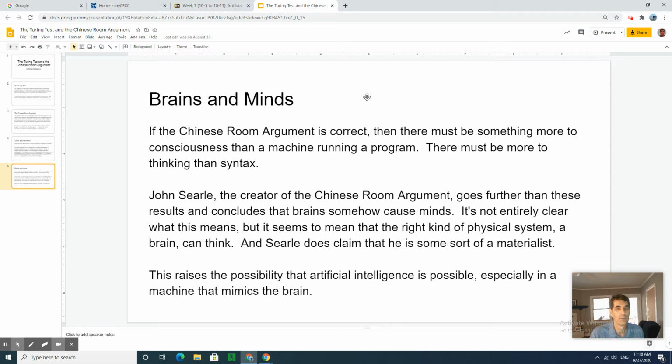So even though the Chinese room argument might rule out a certain kind of artificial intelligence, an artificial intelligence just based on a program, right, just running a program on a machine, that might not be enough. But if you can make a machine that kind of functions or mimics a brain, then maybe that is a way to produce artificial intelligence.